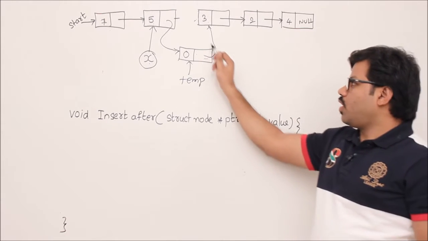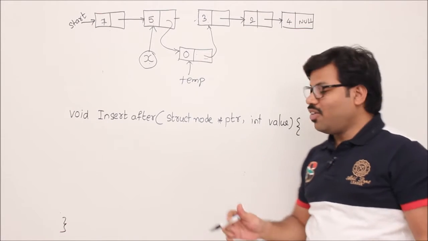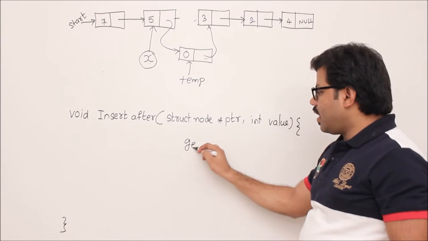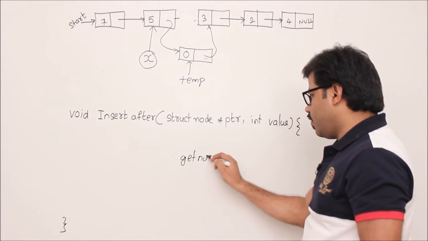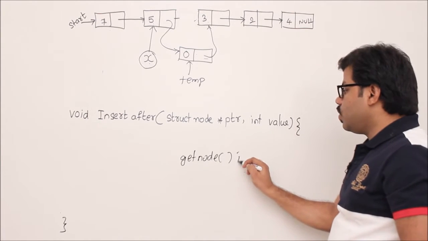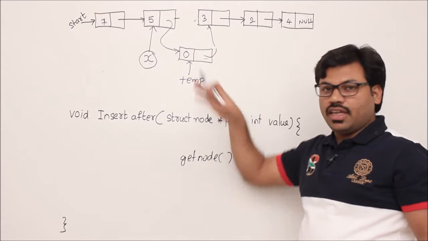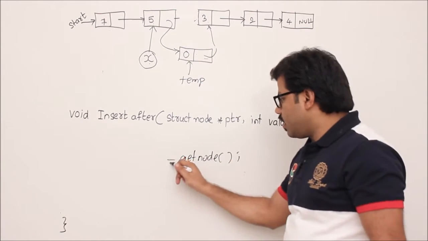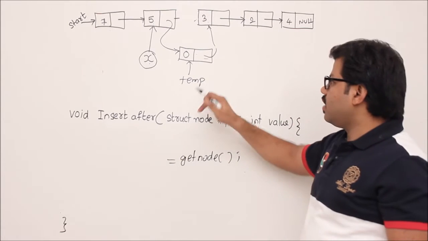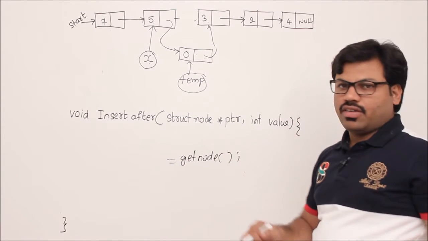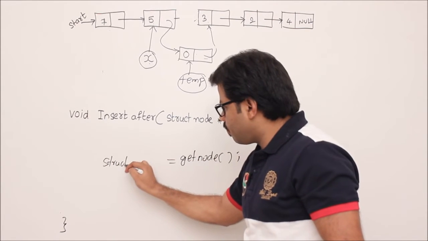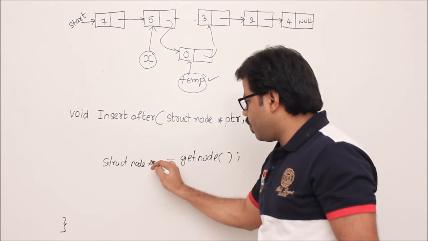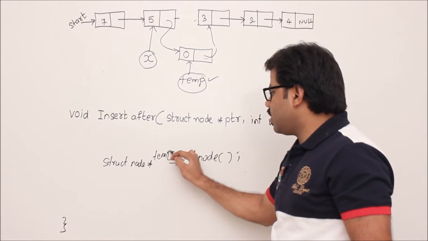First step, creating the node. How to create a node? The syntax is get node. Get node returns this box and especially its address. Whenever you get the address of the box, how to catch it? Using some pointer. Let's say this is temp. So I create here struct node pointer temp. That's the first step. Done. What is the second step?